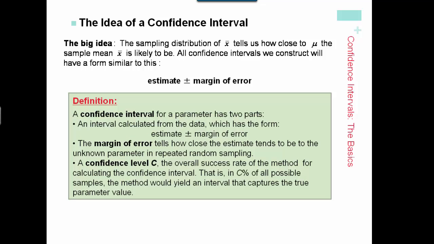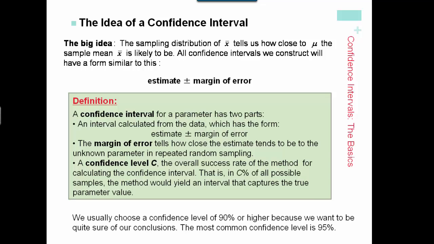A confidence interval for a parameter has two parts: an interval calculated from the data, which has the form estimate plus or minus margin of error. The margin of error tells us how close the estimate tends to be to the unknown parameter in repeated random sampling. And a confidence level C, the overall success rate of the method for calculating the confidence interval. That is, in C% of all possible samples, the method would yield an interval that captures the true parameter value. We usually choose a confidence level of 90% or higher because we want to be quite sure of our conclusions. The most common confidence level is 95%.